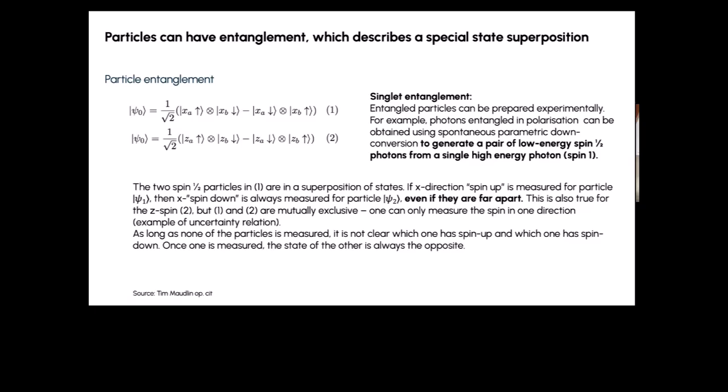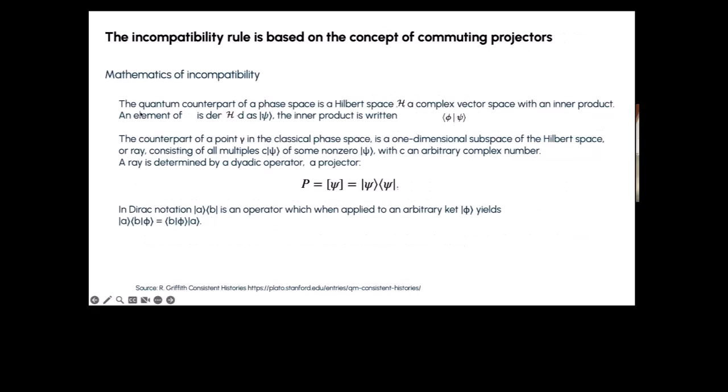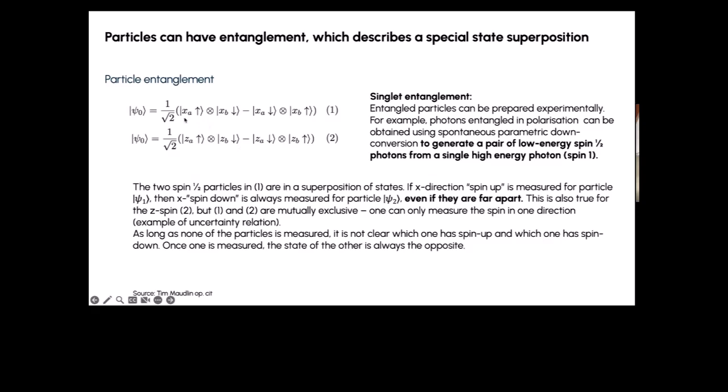And so the two spin one half particles here, you have particle A and B, they're in a superposition of states. So if x direction spin up is measured for particle C1, then spin down is always measured for particle C2, even if they're far apart. And this is also true. Actually, this is, I think, a wrong notation, but it doesn't matter now. So this should be C1, C2, but basically you see that the first particle is a mixture. Oh no, sorry, these are the two particles. No, that was correct. I just had to think about it a bit. So this is the first particle, this is the second particle. The first particle has x spin up, and the second is x spin down.